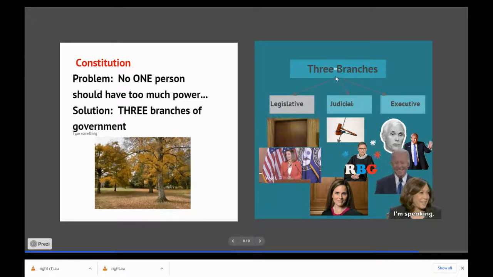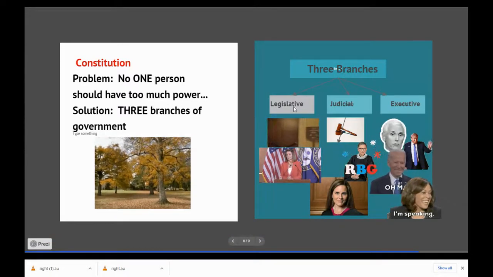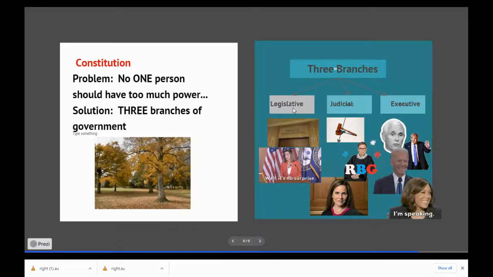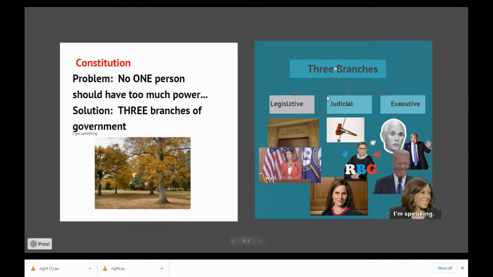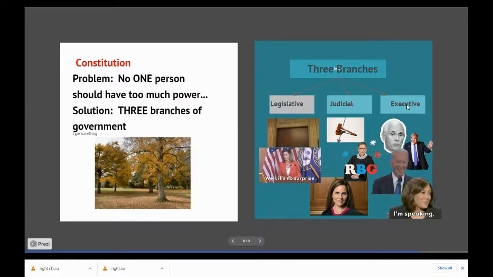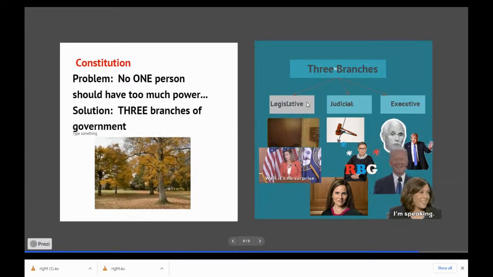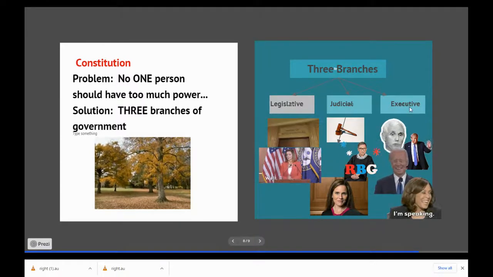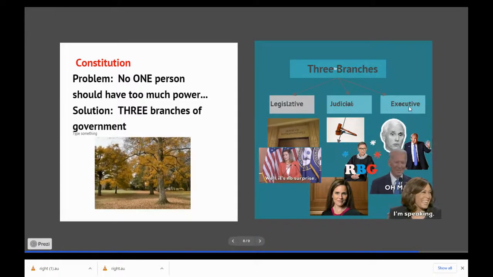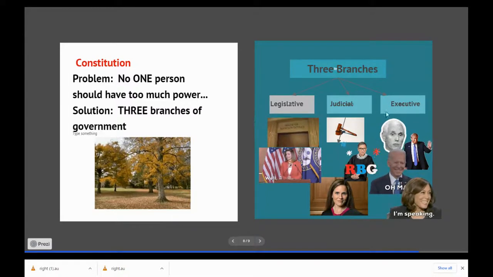The 3 branches of government are the legislative, and these are hard words, okay? See if you can say them with me. Legislative, judicial, and executive. Legislative, judicial, executive. Okay? Not any one of these is any more important than the other branch.